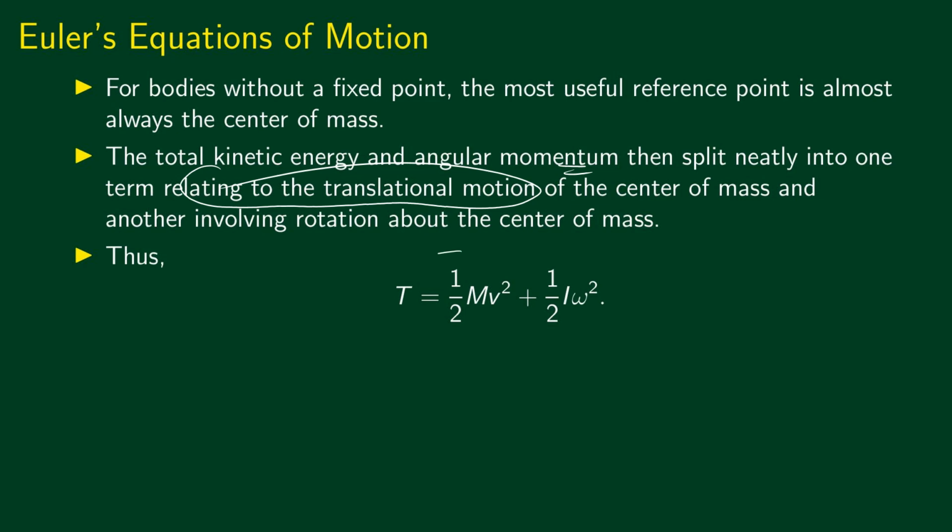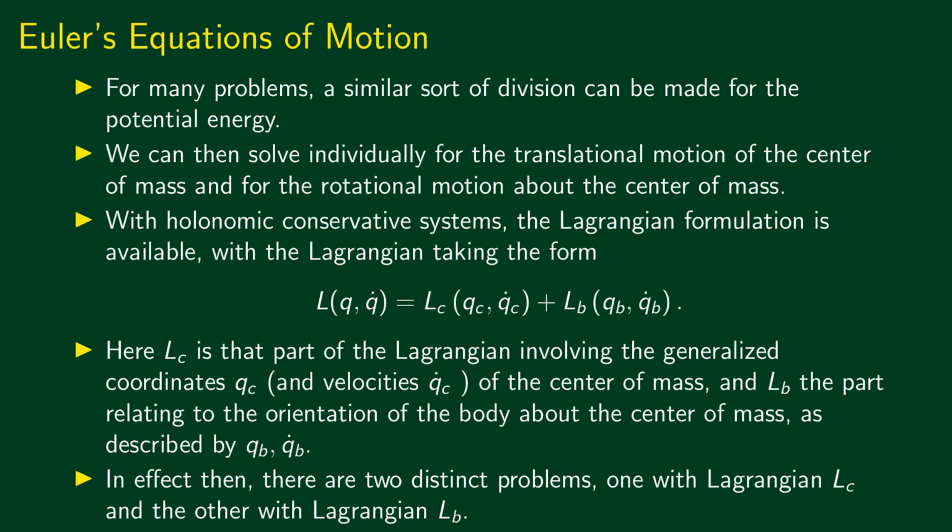So we can write T is equal to half m v squared plus half I omega squared. This is the kinetic energy corresponding to translation of the center of mass. M is the mass of the rigid body. And half I omega squared is the kinetic energy of rotation. For many problems, such a division can be made for the potential energy also. And in such cases, the Lagrangian of the system would take a simple form, L equal to L_c plus L_b. The first part concerns the motion of the center of mass itself, and the second part concerns the rotational motion about the center of mass.